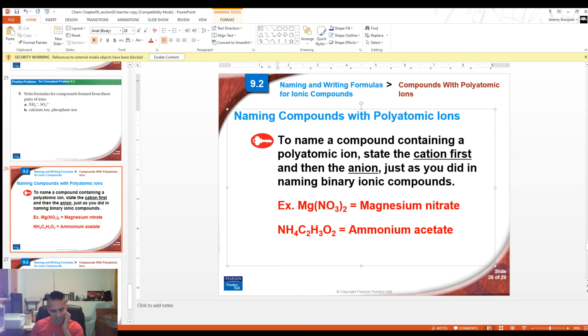Let's do kind of a hard one. Let's do TiO2. Okay, so to name this one, we name the cation first, which Ti is titanium. Then the anion second. And actually, you know what? This is not a polyatomic ion, so we're going to change this. Let's go TiCO3.